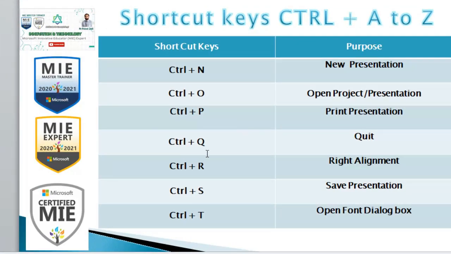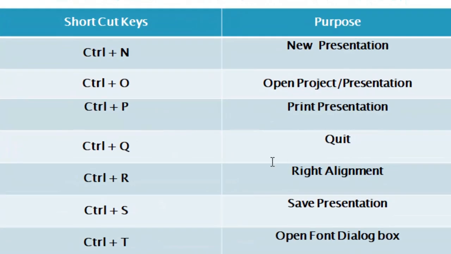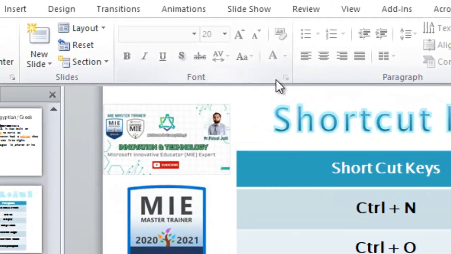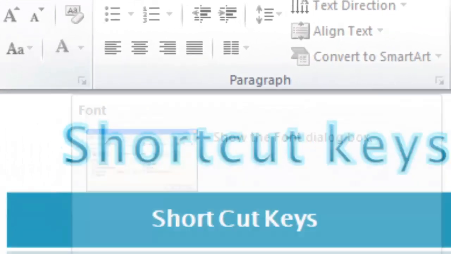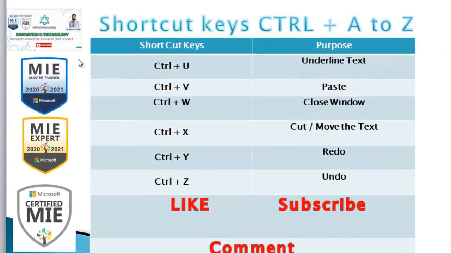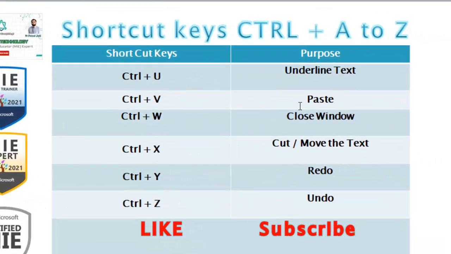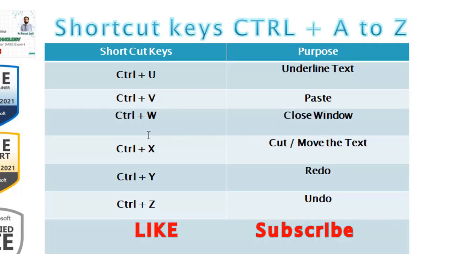Ctrl P is used to take a printout, then Ctrl Q will quit the program, and then Ctrl R right alignment, Ctrl S save the presentation, Ctrl T open the font dialog box, which is over here in the font group. Then next is Ctrl U underline the text. Ctrl V is for pasting the text that you have already selected, then Ctrl W will close the window you currently have open.